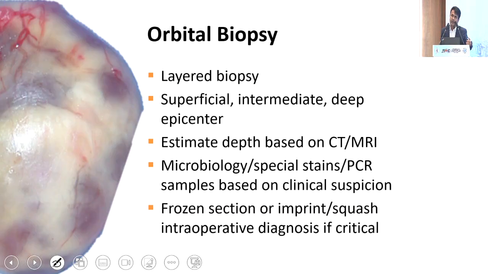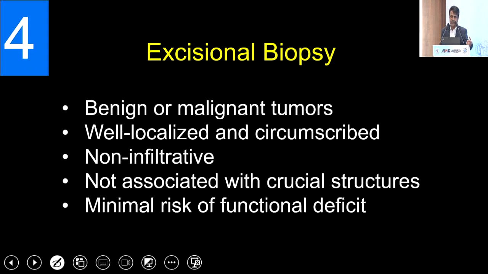So orbital biopsy should be a layered approach: superficial, intermediate, well past the epicenter. And in a situation where you really need a confirmation of diagnosis, you should ask for a special stain as well. Excisional biopsy is reserved for benign and malignant tumors which are well circumscribed. Irrespective of what could be the final diagnosis, if the tumor is well circumscribed and it is not related to any of the critical structures in the orbit which may cause functional deficit, you should go ahead with excision.